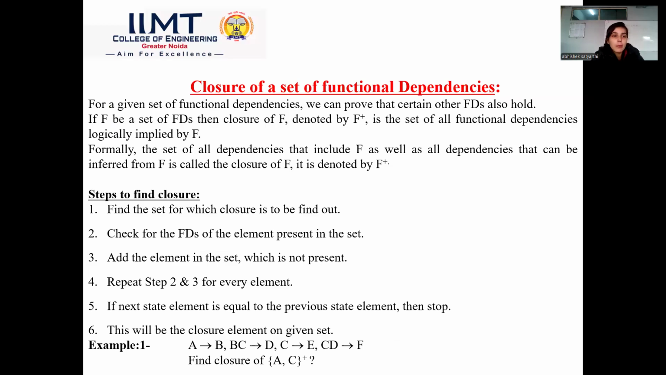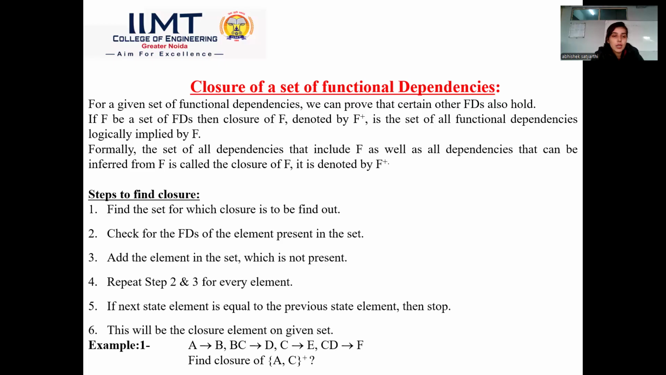So what is closure? If F is a set of functional dependency, then the closure of F will be denoted by F plus, F superscript plus, which is a set of all functional dependency logically implied by F. Formally, the set of all dependency that include F as well as all dependency that can be inferred from F is called closure of F. It is denoted by F superscript plus.